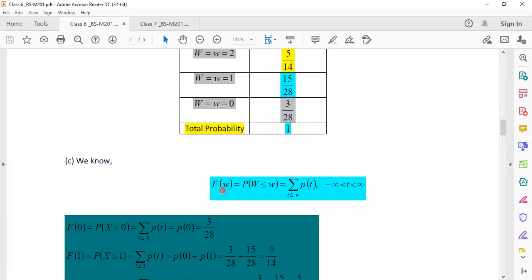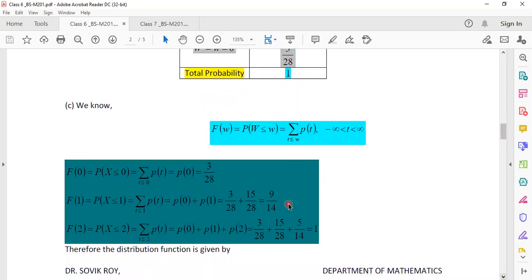So it's F of W is equal to the probability of capital W less than or equal to small w. Here also remember, t is not a continuous case. I'm just saying that t is a real number. Now, one by one, we are going to calculate the values of the distribution function at different points, 0, 1, and 2, because these are the only finite values of the random variable. Try to apply this definition over here.